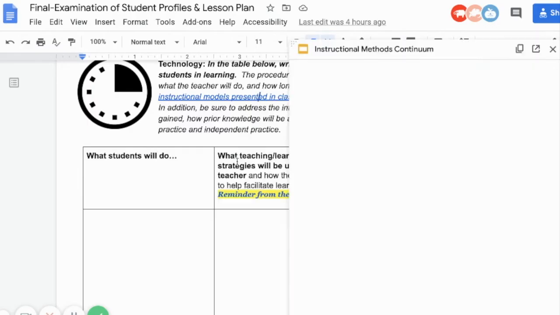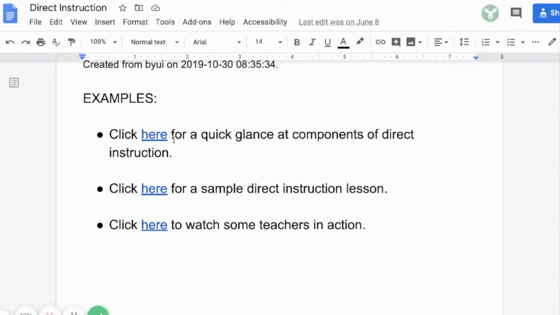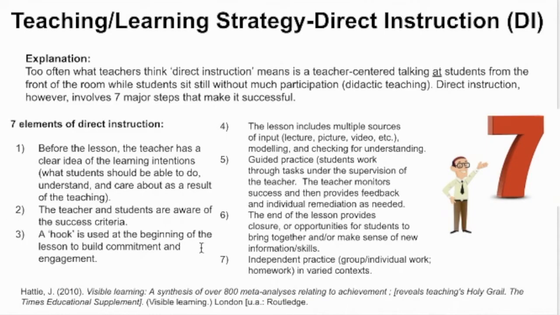So let's say that we decide to use direct instruction. That means that we would look at the components of direct instruction. We would make sure that we have all 7 of these key elements as part of our lesson. We would make sure that we explain what we would do before the lesson, how we would make the teacher and students aware of the success criteria. We build in a hook at the beginning of our lesson. We teach in a way that includes multiple sources of input, modeling, as well as checking for understanding. All of these elements will appear somewhere in our lesson.